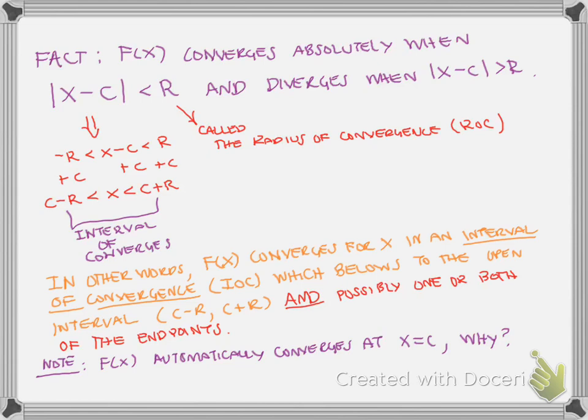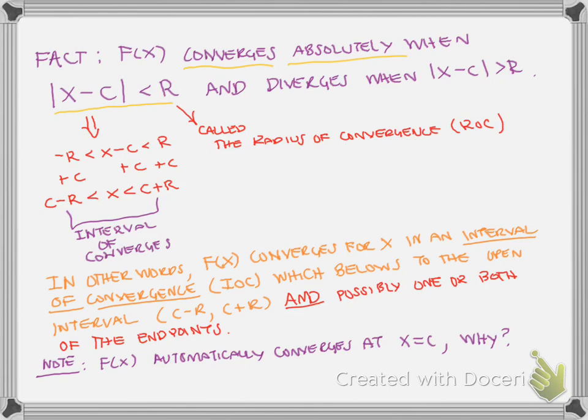But these are very important to understand. So let's look at the first fact. Again, I would pause the video and write everything down and then come back, because I'm going to go through this rather quickly. Okay, so f of x, which is our power series, converges absolutely when the absolute value of x minus c is less than r.